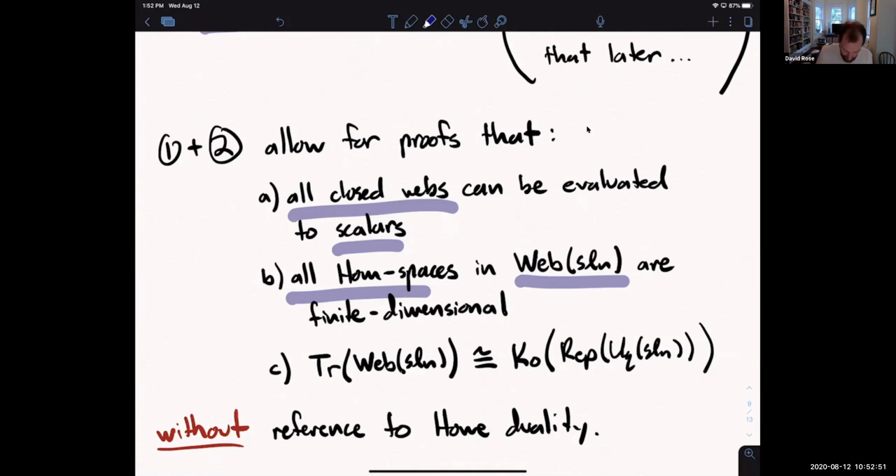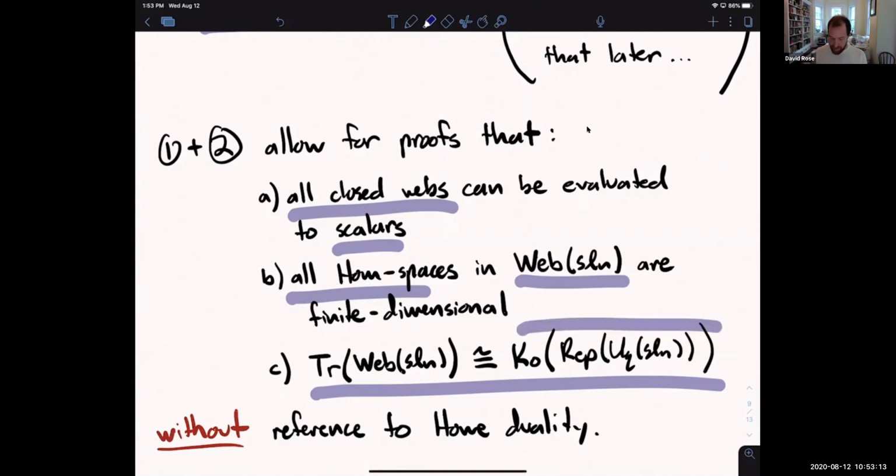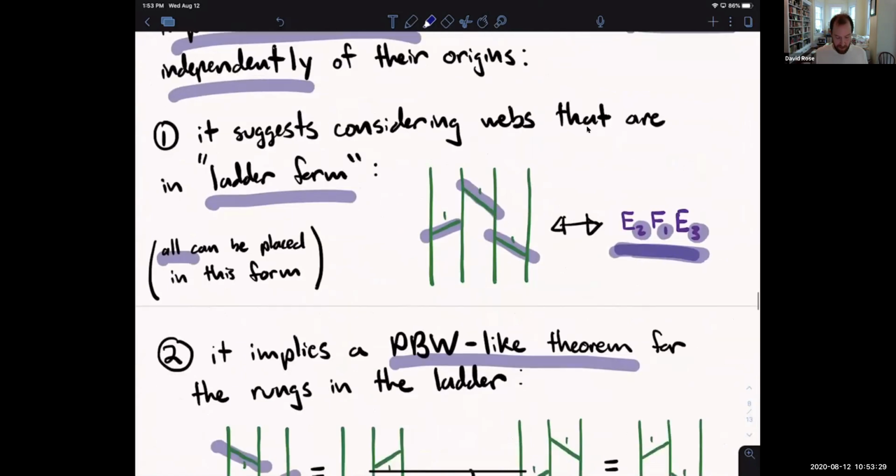And lastly, you can show that the trace of this category, which is some categorical operation you can apply, which is like a version of decategorification that's maybe more amenable to diagrammatically defined things, agrees with what it should. So I have a trace in this setting also, because the category of quantum group representations is semi-simple. I know the trace is going to agree with the Grothendieck group. And so I can prove a lot of properties that I would expect this web category to have, knowing only 1 and 2.